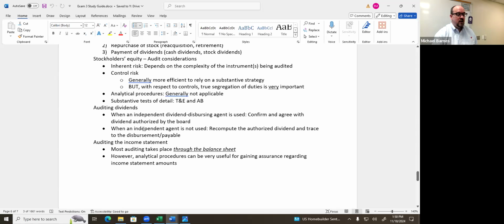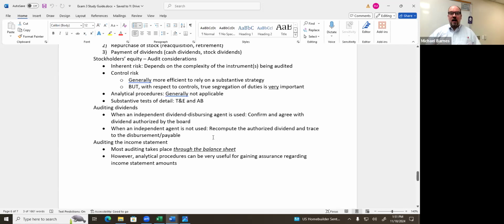Now, if we are not using a dispersing agent, so an independent agent is not used, we recompute the authorized dividend, which is a test of VAA, okay, and tracing to the disbursement payable, which is a test of, assuming I use trace correctly, completeness, okay, all right.